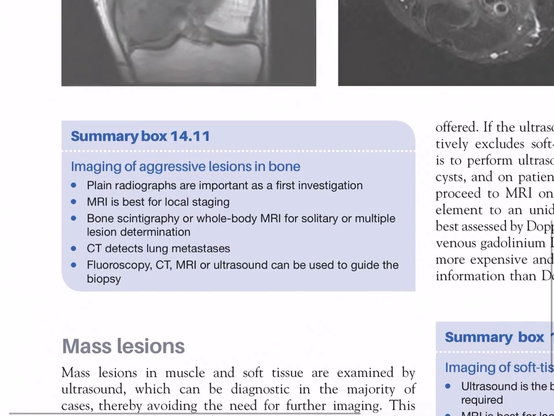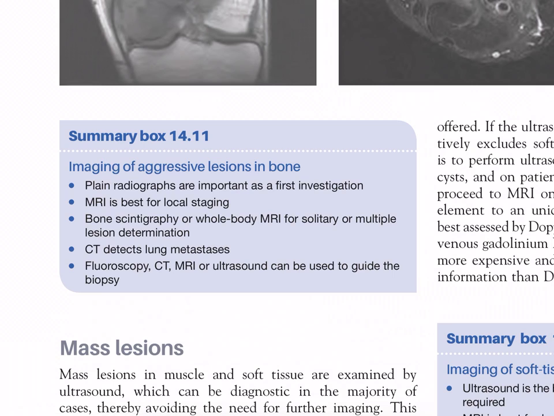Summary box 14.11: Imaging of aggressive lesions in bone. Plain radiographs are important as a first investigation. MRI is best for local staging. Bone scintigraphy or whole body MRI for solitary or multiple lesion determination. CT detects lung metastasis. Fluoroscopy, CT, MRI or ultrasound may be used to guide the biopsy.